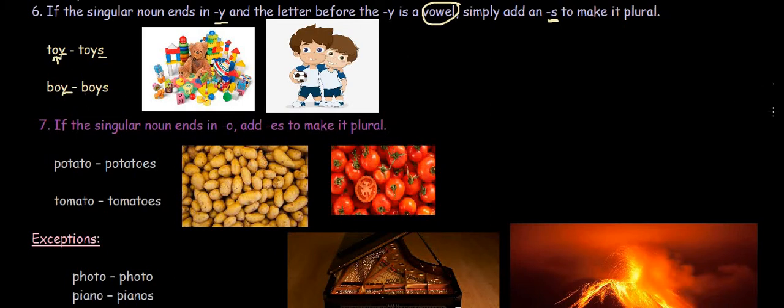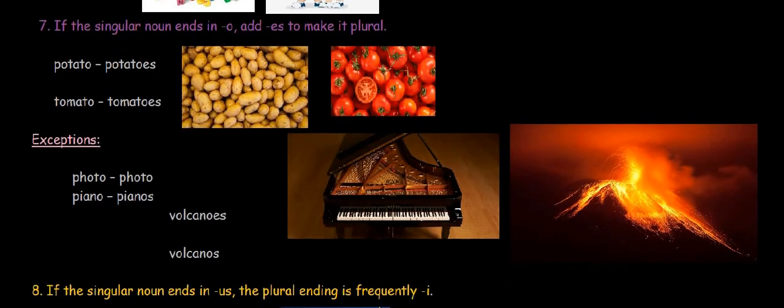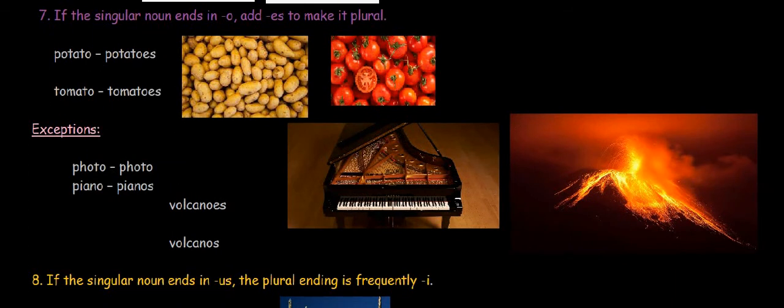So anyway, moving on to our seventh method. If the noun ends with O, you add ES to make it plural. Potato, it ends with O, so you simply add ES, potatoes. Tomato, you add ES after the O, so it's tomatoes.